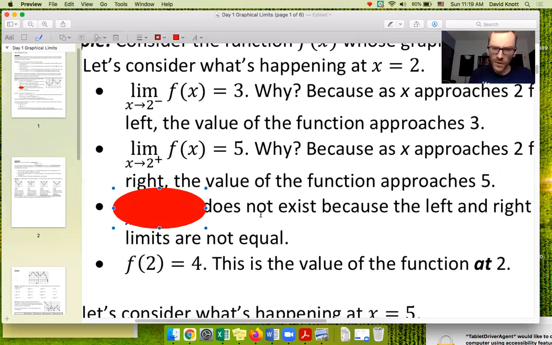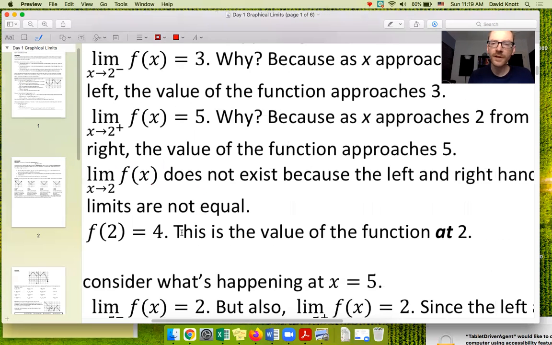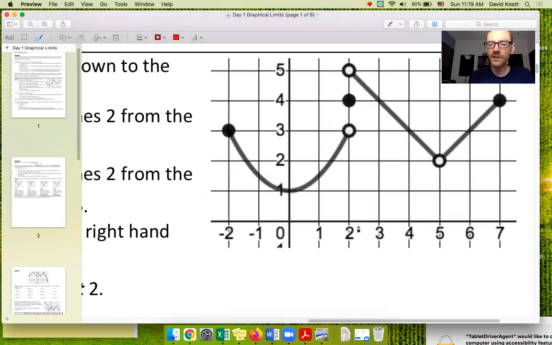And then one more thing, I sort of mentioned this, f of 2 is equal to 4. This has nothing to do with the limits. This is just saying that the value of the function at 2 is equal to 4. I sort of went over this a moment ago, right? The value of the function at 2 is equal to 4. That's the black dot. Now, you might wonder why I'm even talking about that when this is a discussion about limits, and that's not a limit.